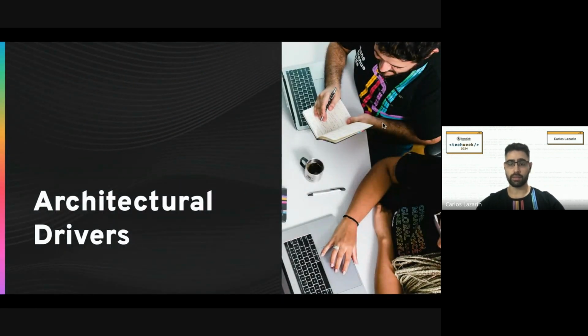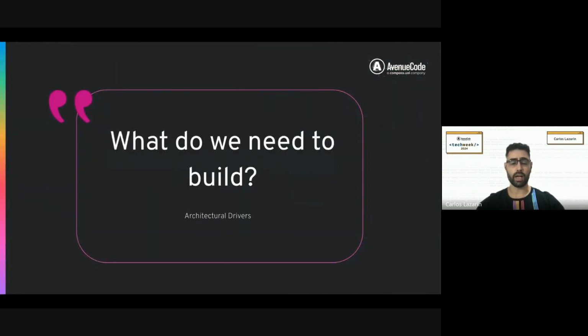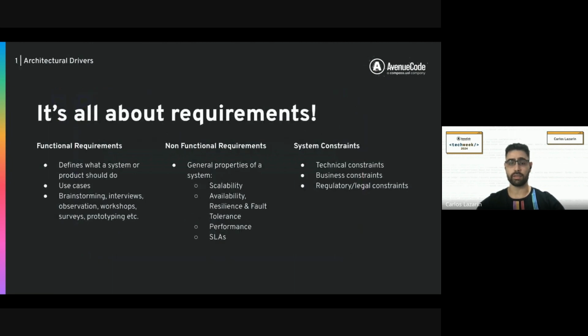Architectural drivers. So I invite you to think about the answer to this question: what do we need to build? And the answer is going to provide us the architectural drivers for our system. So it's all about requirements, right? We need to understand what our customer needs. And we have three types of requirements: functional requirements, non-functional requirements, and system constraints.